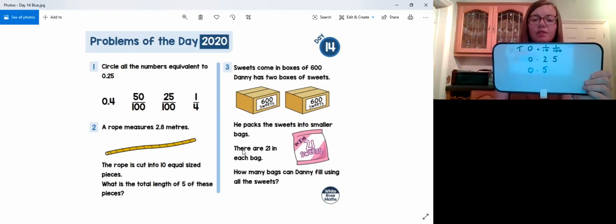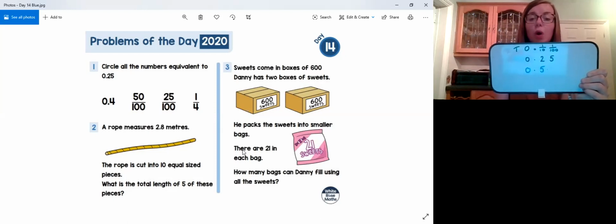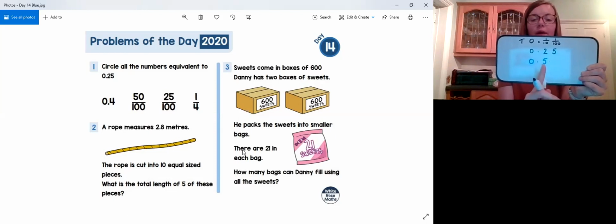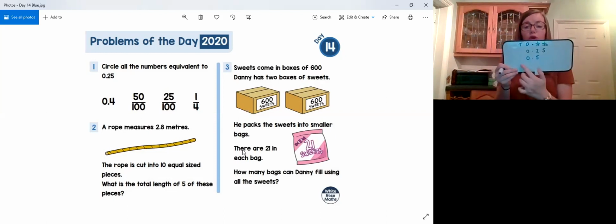Now, that might ring a bell for some of you that you know what fraction that is equivalent to. And if we go back to our original 50 hundredths, that is equivalent to a half. This is midway between 0 and 1, 50 hundredths. So we can see straight away by comparing the tenths column, this is also not equivalent.